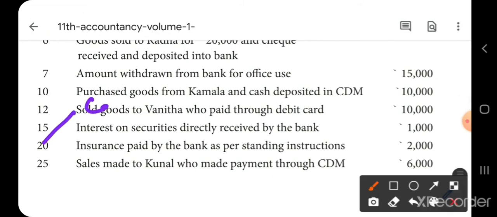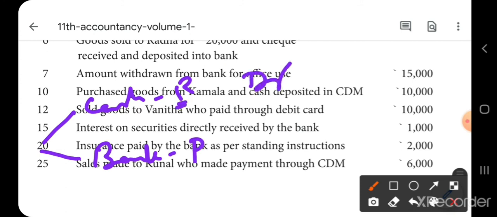So what are the two accounts involved? Cash, you are withdrawing from the bank. Okay. Now cash is a real account, bank is a personal account. Debit what comes in. Cash is coming into the business, so debit. And personal account, credit the giver. The bank is giving the money, credit. So cash account debtor to bank account.